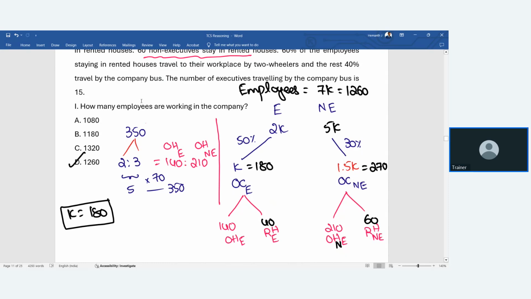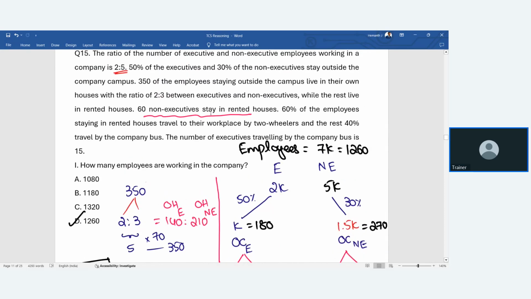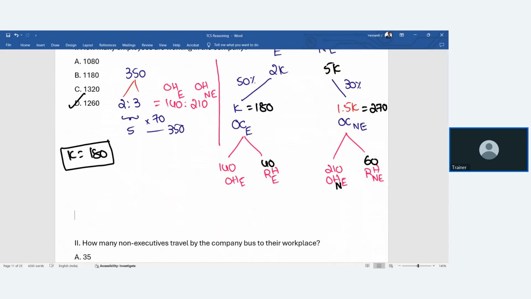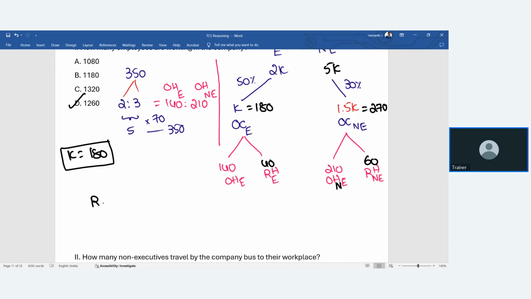But the other question, number of executives traveling by the company bus is 15. Up to here we are done. 60% of the employees staying in the rented house travel to their workplace by two-wheelers. So how many are in rented houses? Rented house will be 100. 60% of that means 60 people are going in two-wheelers. Remaining people are going in bus.